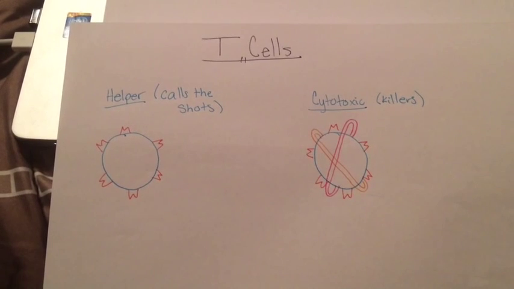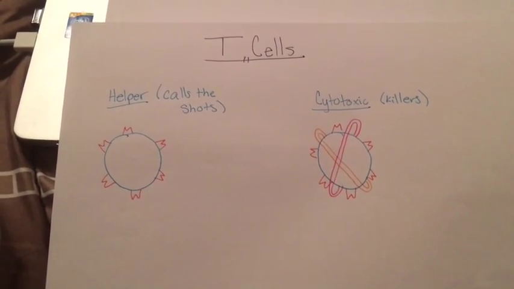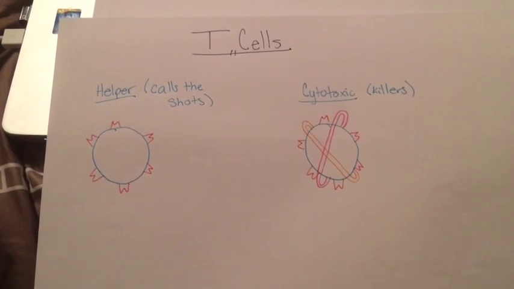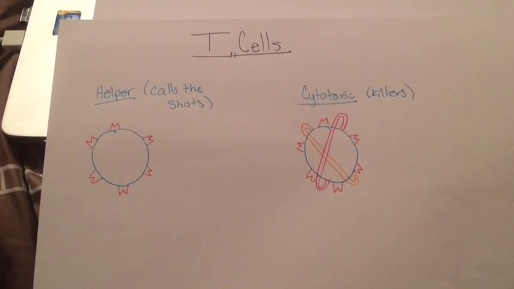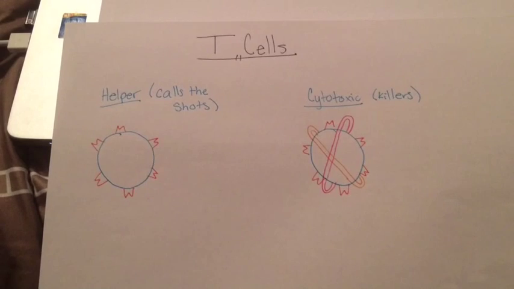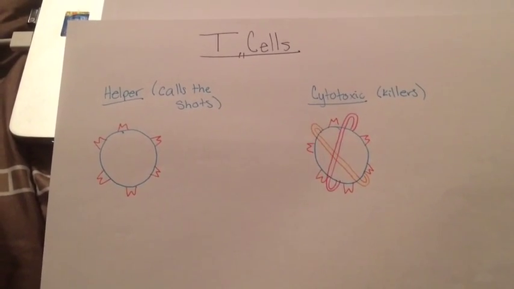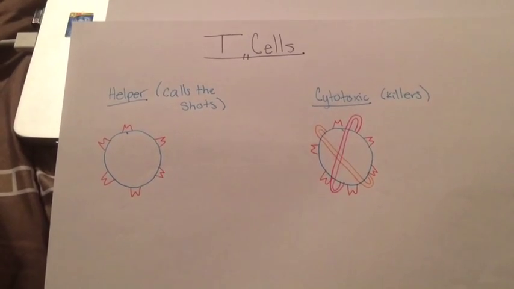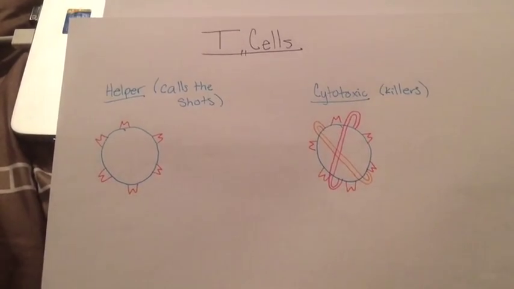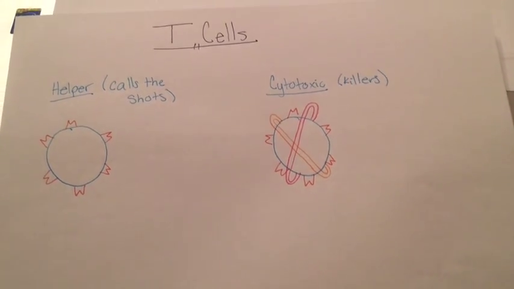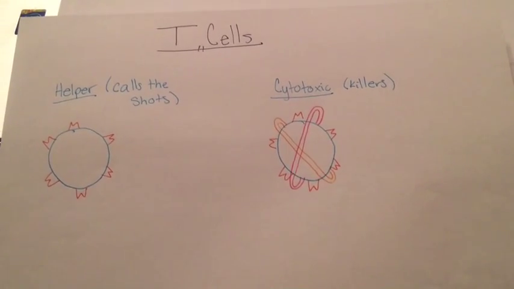T cells attack pathogens more directly. They play a role in initiating, maintaining, and controlling the immune response. And the two main ones are the helper, which kind of calls the shots of where to fire at the pathogens, and the cytotoxic, which are the killers who do most of the work.